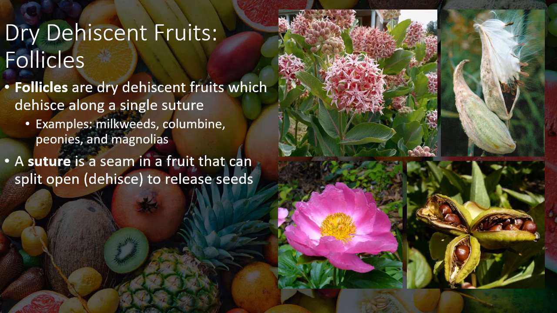Our first type of dry dehiscent fruit that we'll talk about are follicles. Follicles are a dry dehiscent fruit which dehisce, or split open, to release their seeds along a single suture. So they just have one opening.